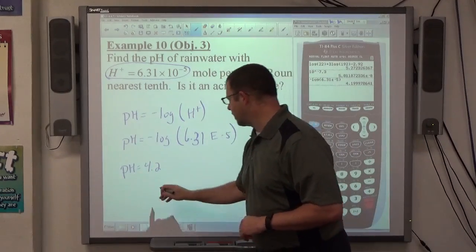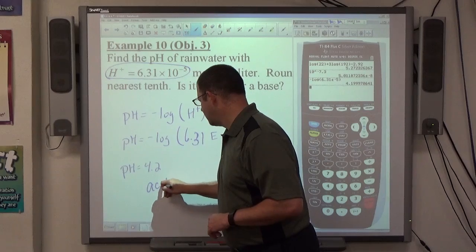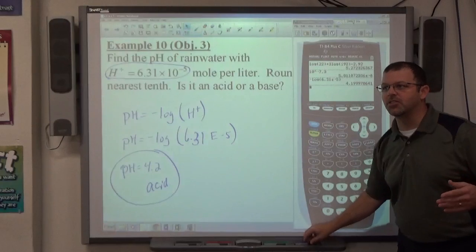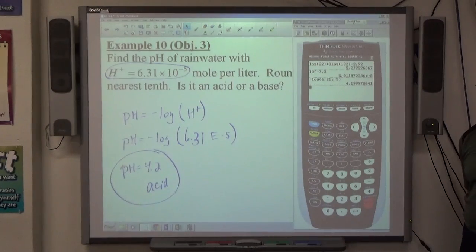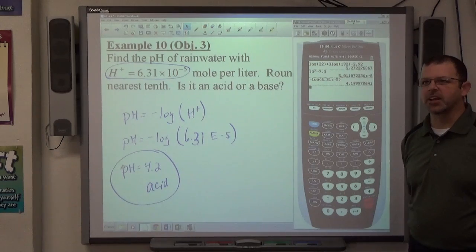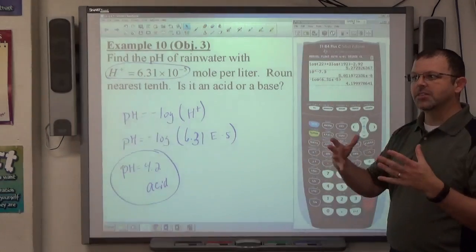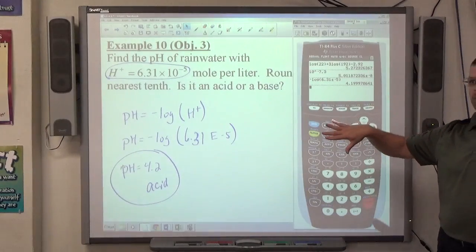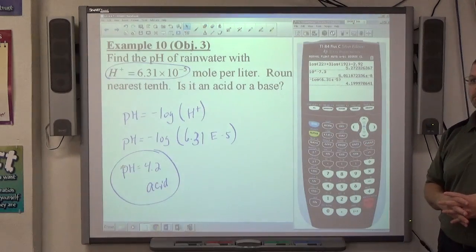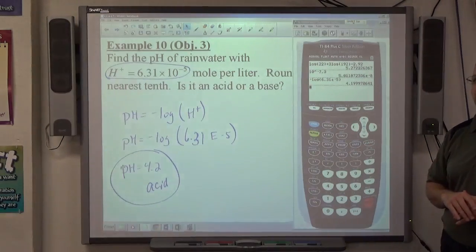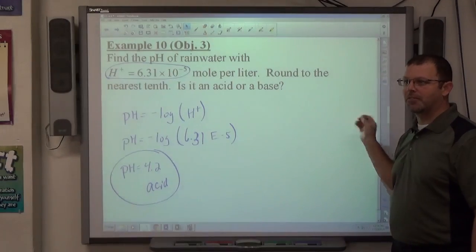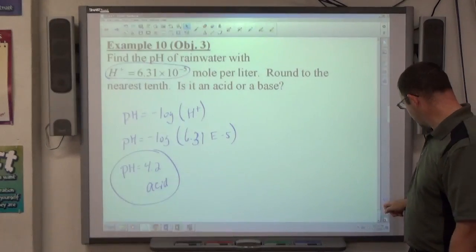Is it an acid or a base? We can see that it is an acid. It's a moderately strong acid. 6.9 is a weak acid. 1.0, I don't want to get near it. 4.2, that's not going to hurt you, but it can cause damage. Acids and bases both, as you get further away from neutral, create corrosion. So just keep in mind that numbers near 14 are bad for you, and numbers near 1 or 0 are bad for you.